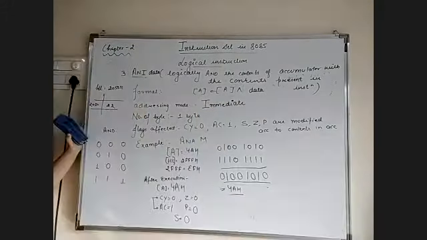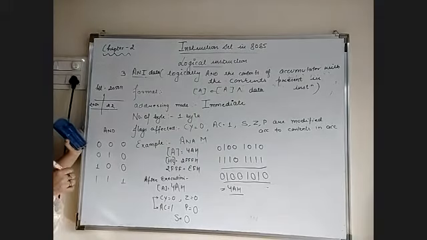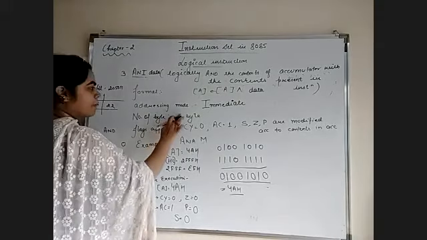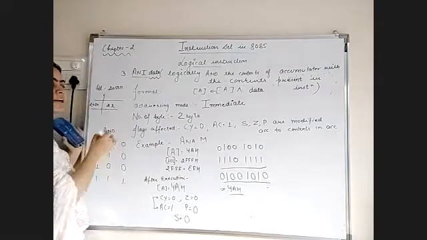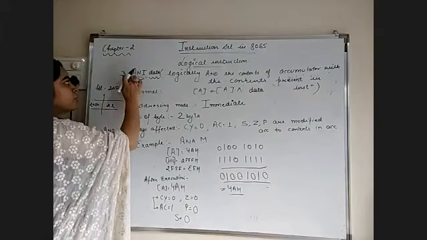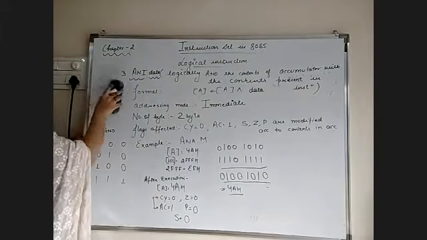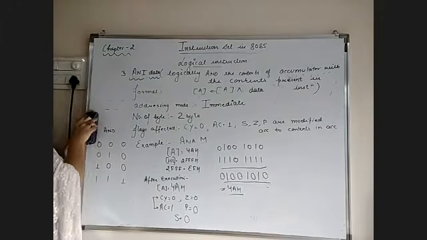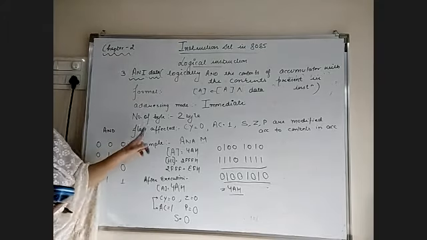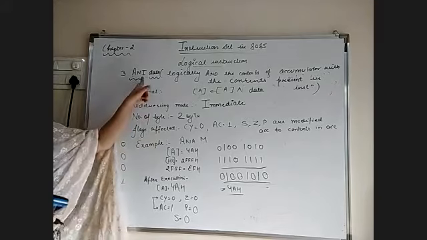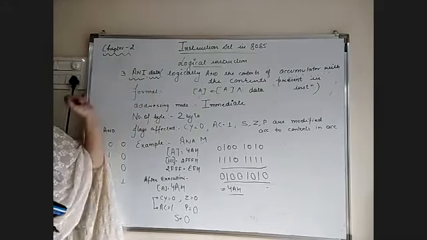Okay, next we have the number of bytes. This instruction will occupy 2 bytes of memory. Why? Because 1 byte is for the 8-bit data and 1 byte for the opcode. So in total this instruction will occupy 2 bytes of memory. Next we have flags affected. The flags affected remain the same because this is again a logical AND instruction.